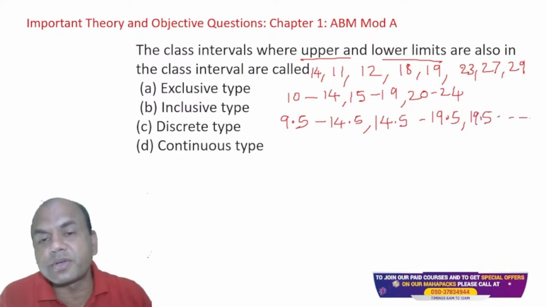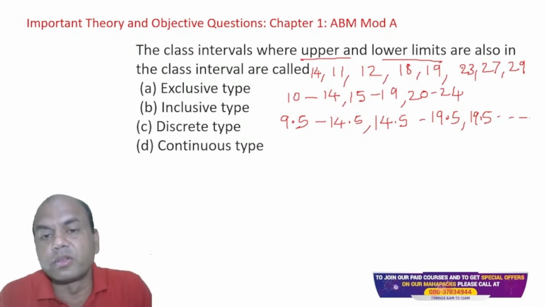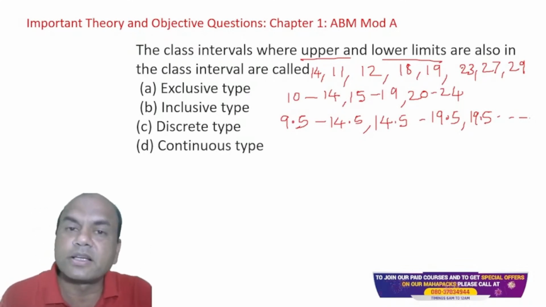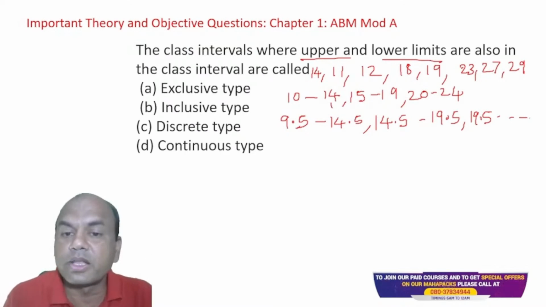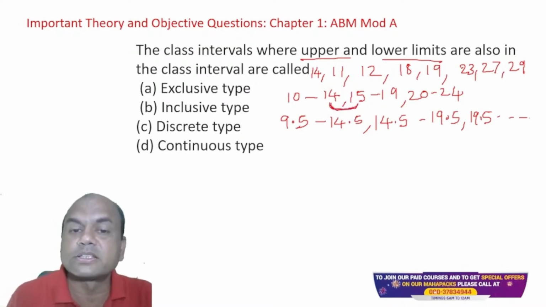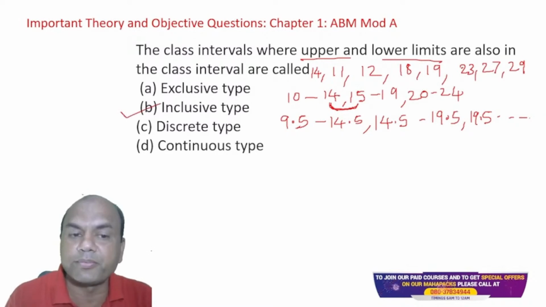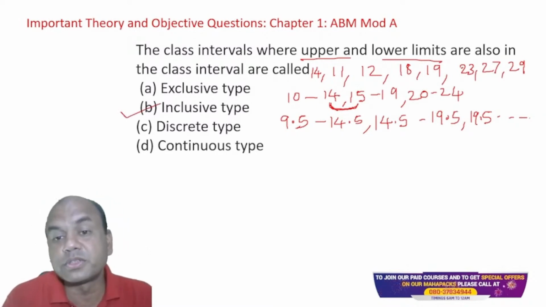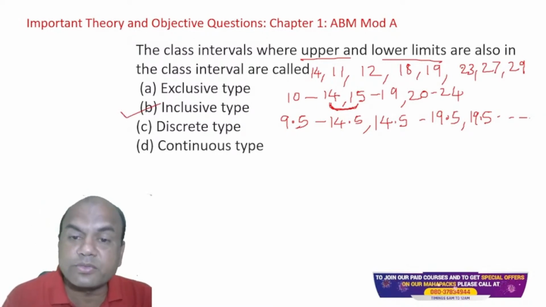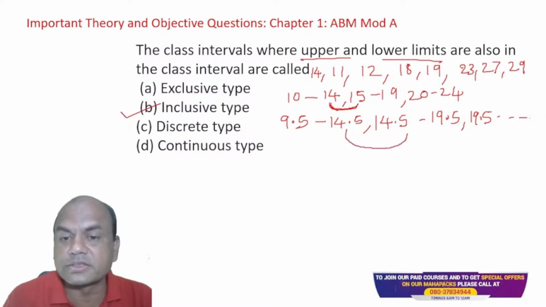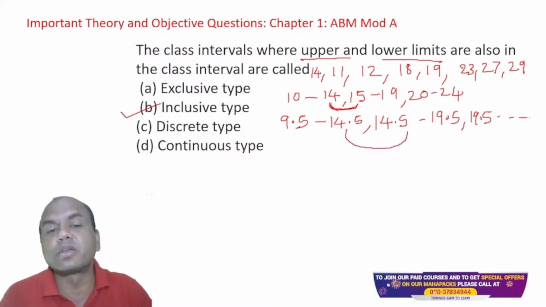In inclusive type, the lower limit of the next class and the upper limit of the first class are different. 14 and 15, they are different. So this is known as inclusive type. And in exclusive type, both are same. Look at this. Both are same over here.